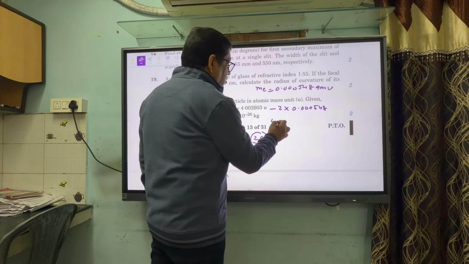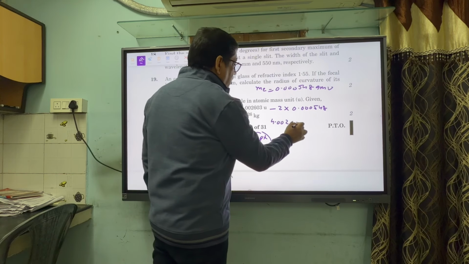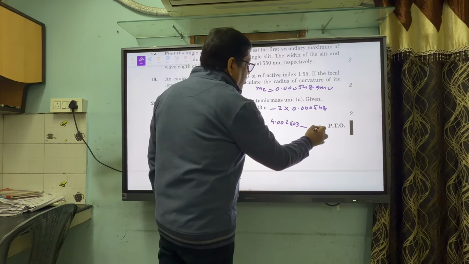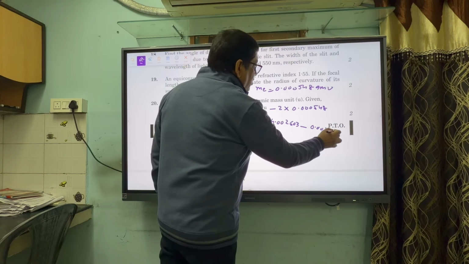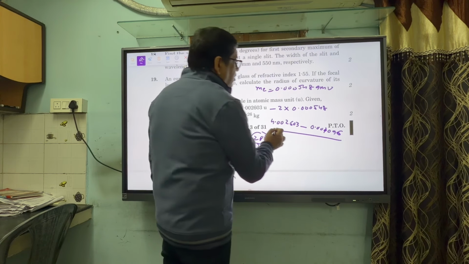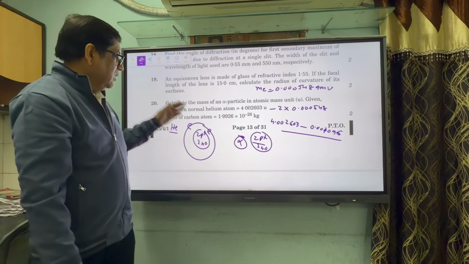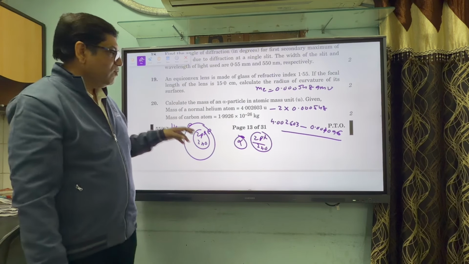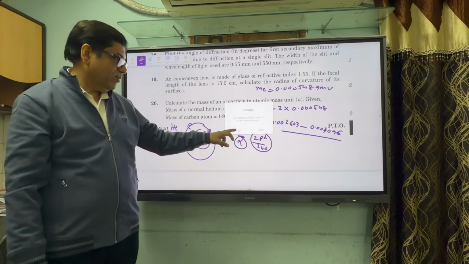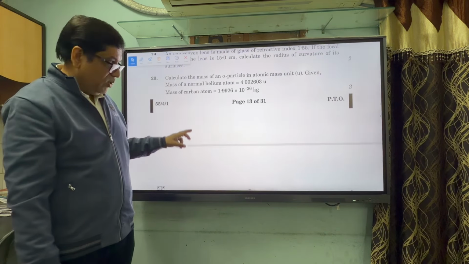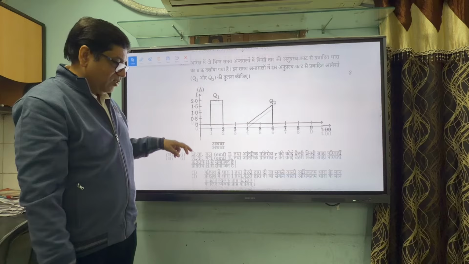It is 0.002603 minus 0.0001096. On subtracting, you will get the mass of the alpha particle. In this, you have to understand what an alpha particle is. Alpha particle is the nucleus of helium, basically: helium atom minus 2 electrons. 2 electrons का mass minus करना है इसमें.